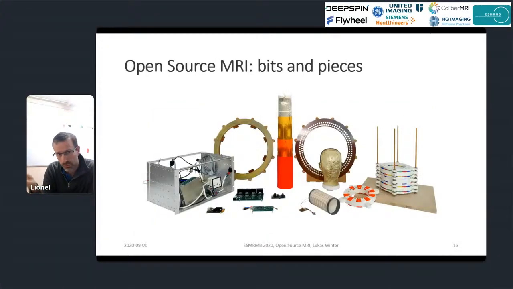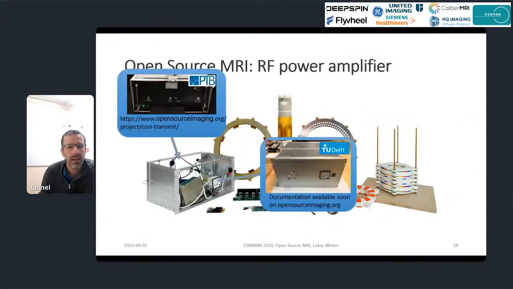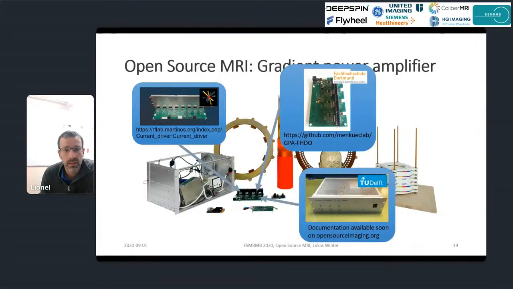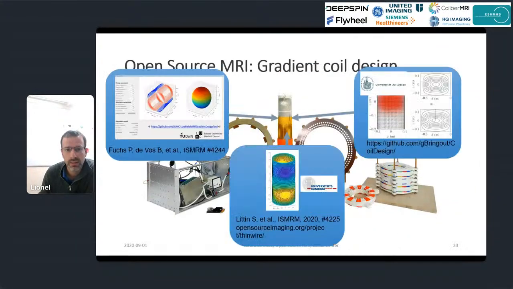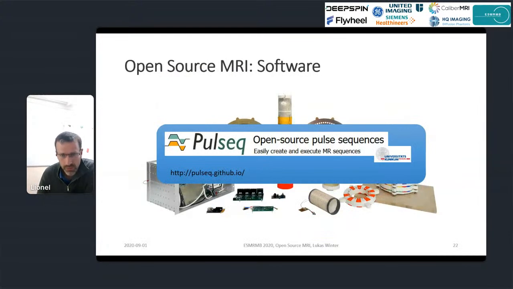And if you look through the OSI2 portal, you will see a lot of different devices for MRI. So you will see magnets. As a matter of fact, there will be some of the devices presented later in this session. You will see radio frequency amplifiers. You will see gradient amplifiers, shim amplifiers, so shim power supplies. You will see some coil design software. You will see also some consoles. You will see pulse sequence development. So there are lots of elements actually around MRI. And as a matter of fact, there is everything needed to build an entire open source MRI.